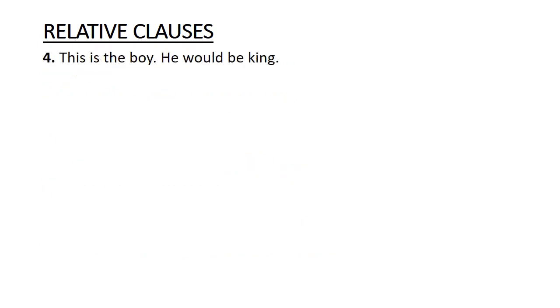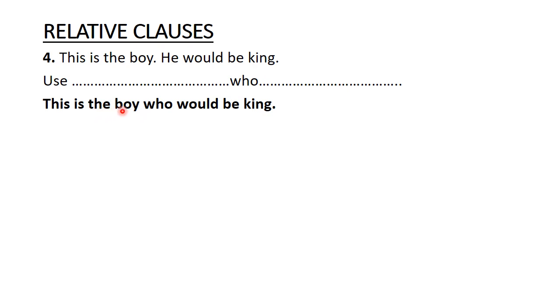So we go to question 4. Question 4 says, this is the boy, he would be king. So we have a noun, boy, and more information about this boy is that he's going to be king. The question says, use who. So the noun is going to be written this side, then the more information is going to be written this side. So it will be, this is the boy who would be king.